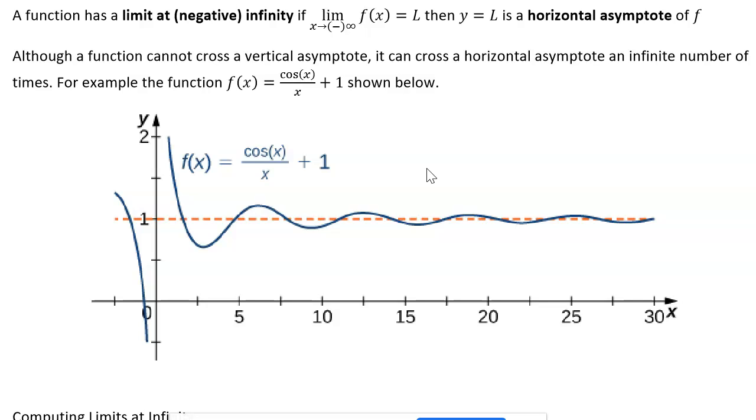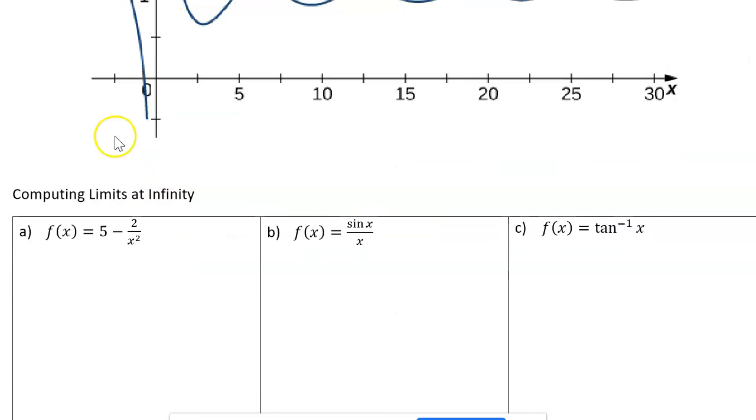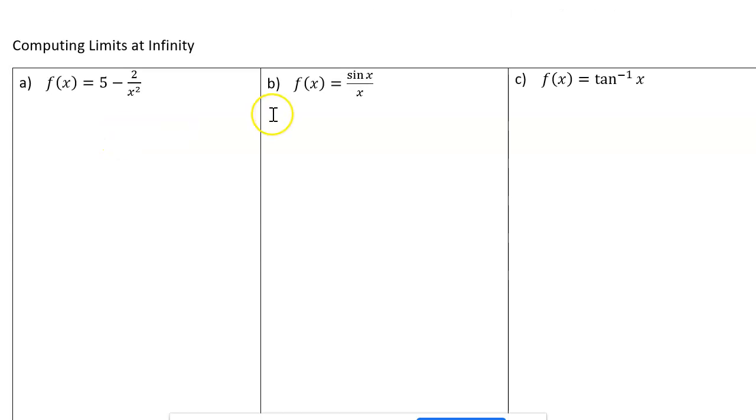The example provided by the textbook, I think, is a beautiful visual representation. You can see the vertical asymptote at 0, it's not crossing, and the horizontal asymptote at 1, it's going to continue crossing to infinity. Now we have 3 examples of computing limits at infinity, and we are going to be using our limit notation. So I'm going to switch to a pen.